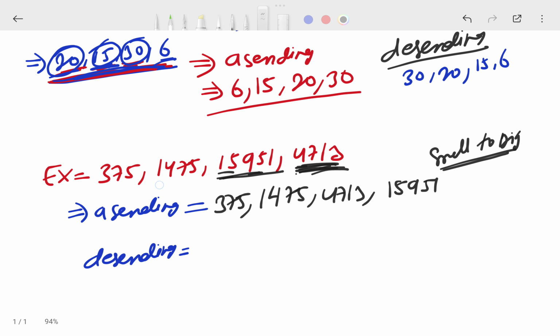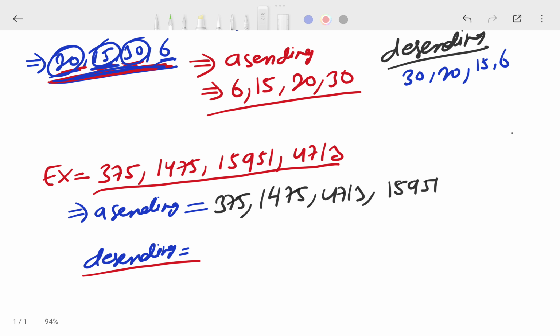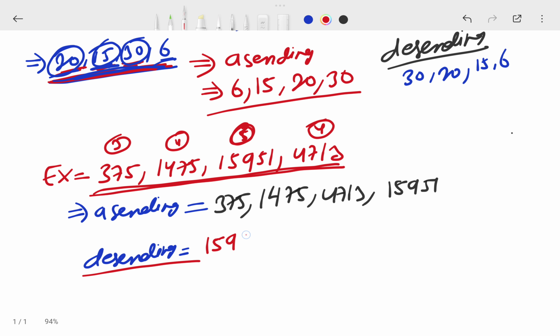So if it is clear, then let's write this into descending order. Ascending is over, now we have to write this into descending. In descending order, we know that we have to come from the big number to the small number. In this one, which is the big number? This is 3 digits, this is 4 digits, this is 5 digits, this is 4 digits. So this 5-digit number is the greatest, so write the greatest number first, 95951.